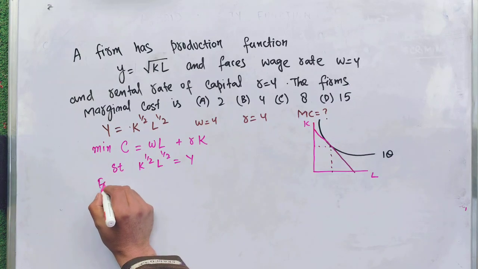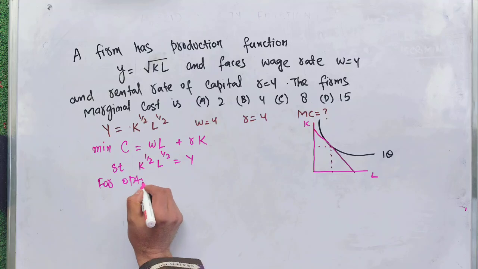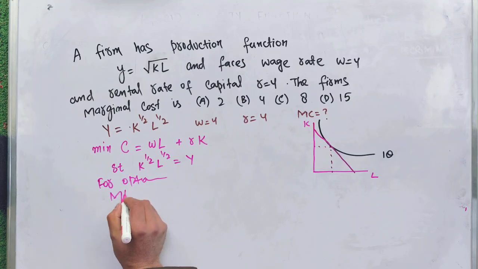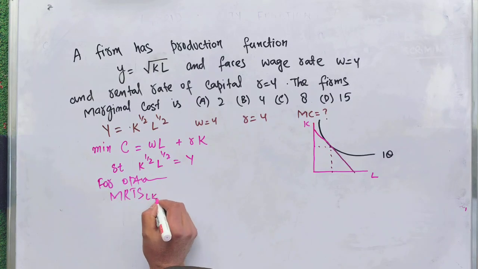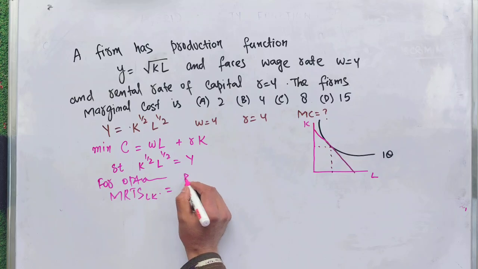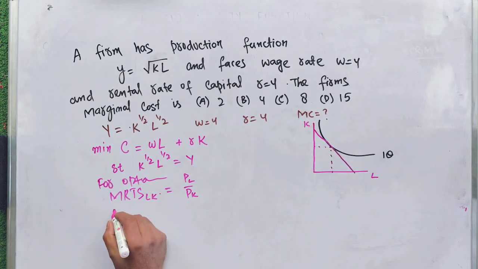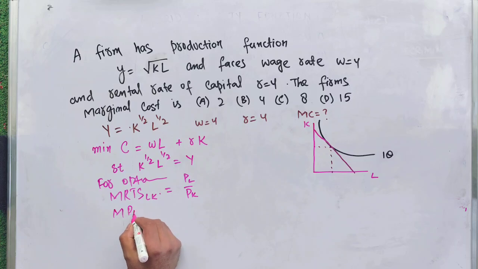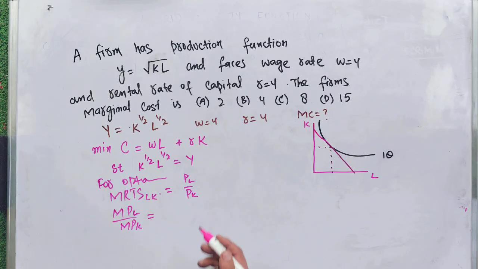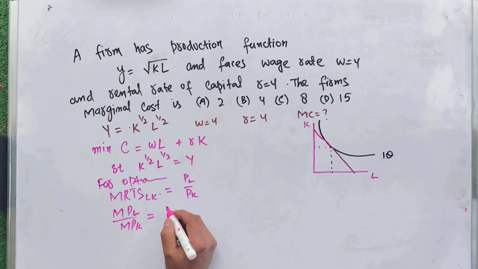So for optimality, our marginal rate of technical substitution between labor and capital should be equal to the ratio of the prices, price of labor upon price of capital. Now MRTS is simply the marginal product of labor upon marginal product of capital, and it should be equal to the ratio of the prices. Here we have price of labor is W, price of capital is R.